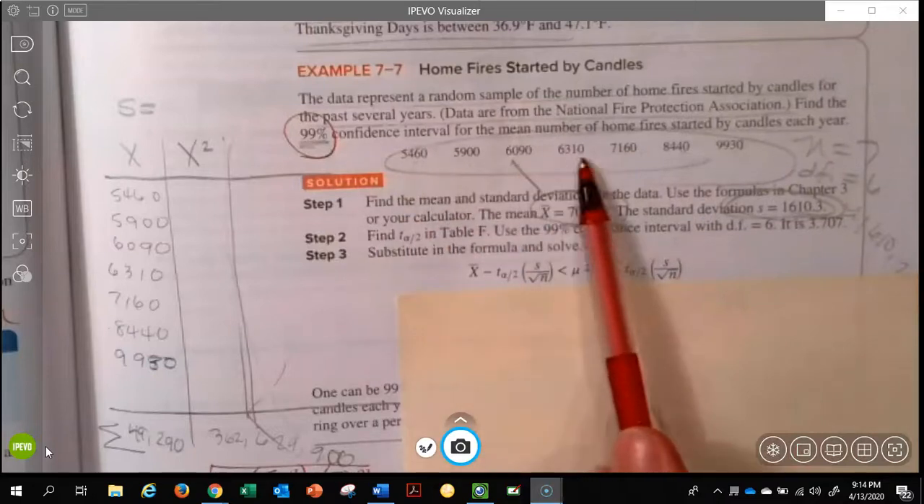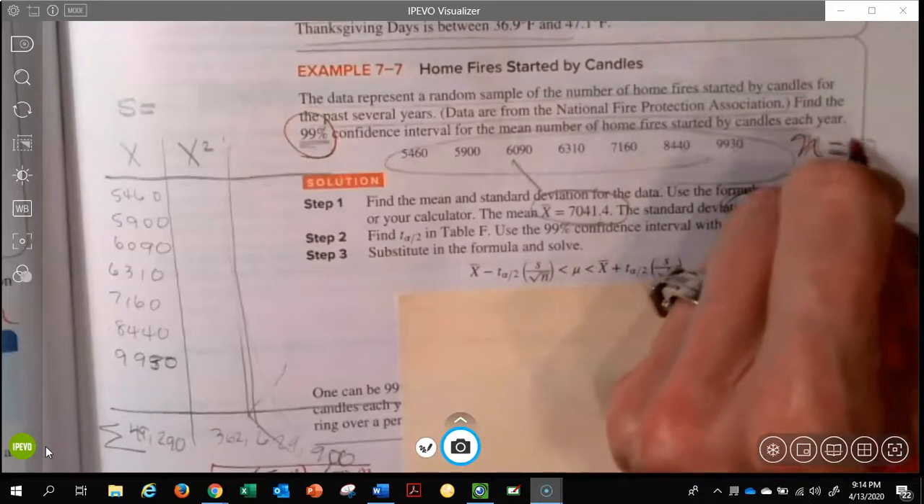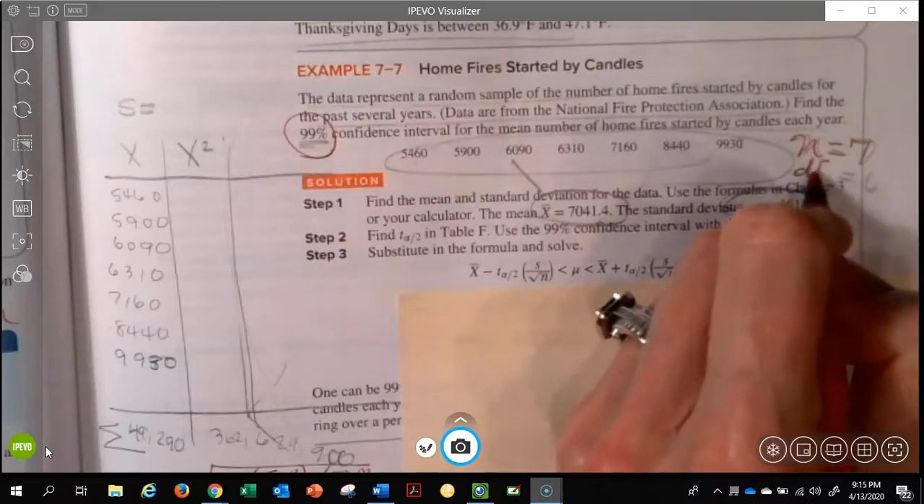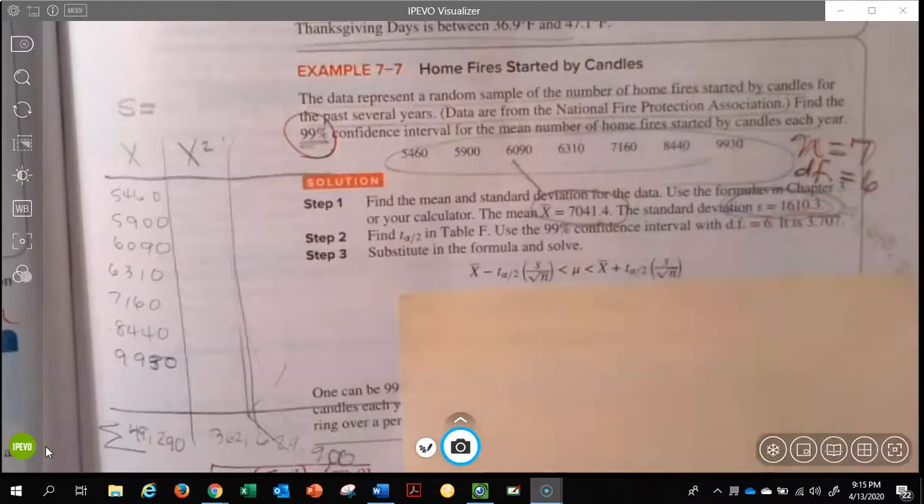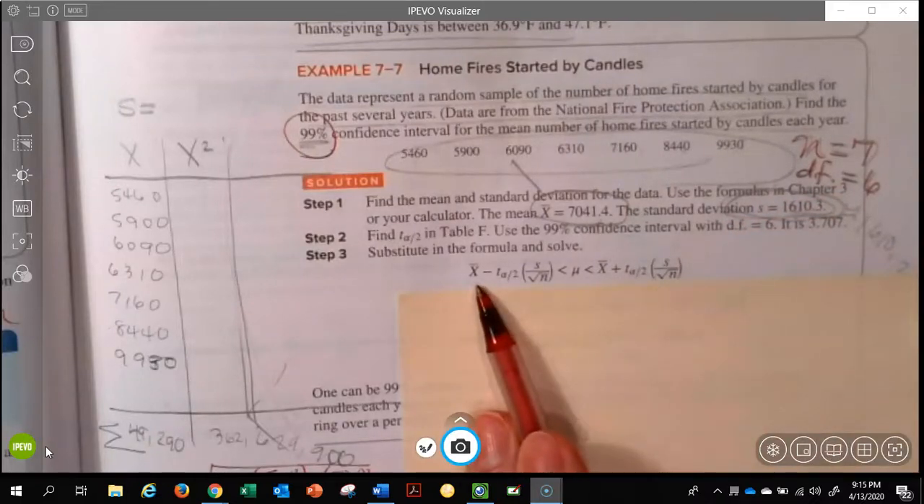1, 2, 3, 4, 5, 6, 7. Here's a piece of information. Our sample size is 7. When we go to get degrees of freedom, it'll be 7 minus 1. We'll be using 6. Well, I guess I'll go ahead and write that down again. And we'll need 6 for that. The formula starts out needing the mean of our sample.